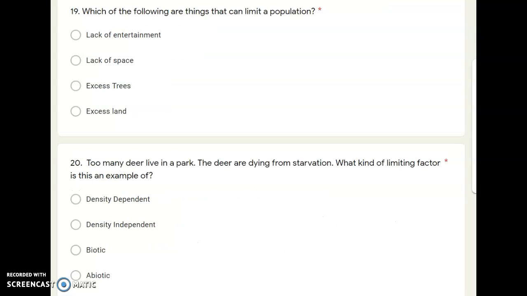Number 19, which of the following are things that can limit a population? Choice 1, lack of entertainment. Choice 2, lack of space. Choice 3, excess trees. Choice 4, excess land. Number 20, too many deer live in a park. The deer are dying from starvation. What kind of limiting factor is this an example of? Choice 1, density dependent. Choice 2, density independent. Choice 3, biotic. Choice 4, abiotic.